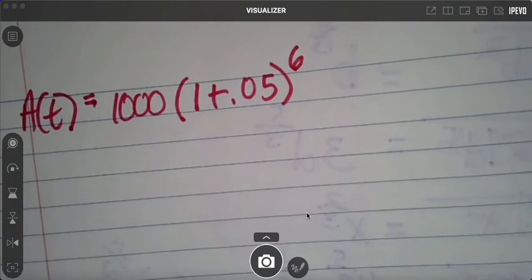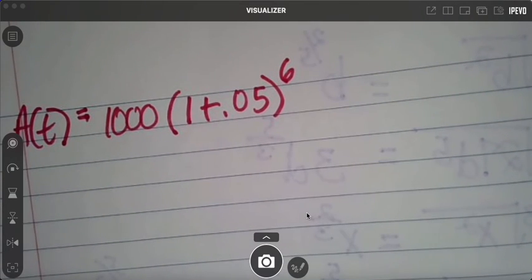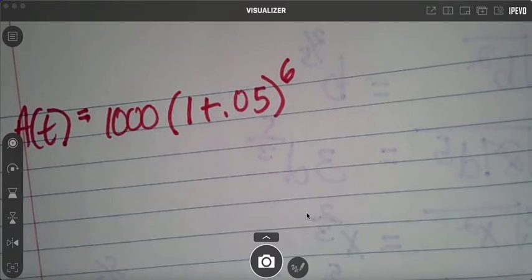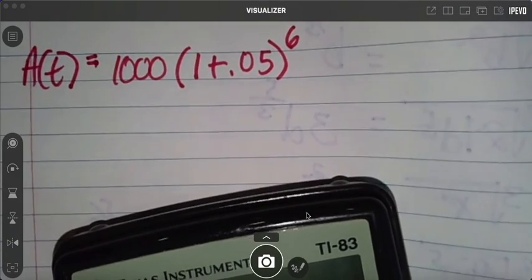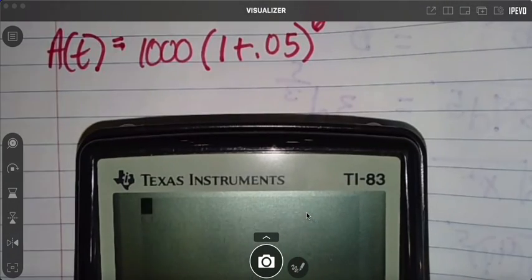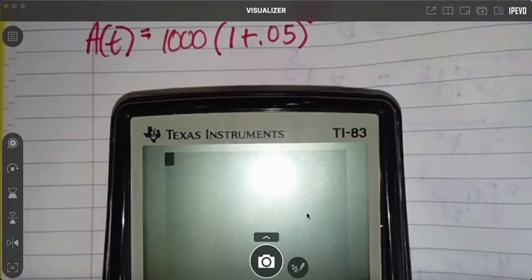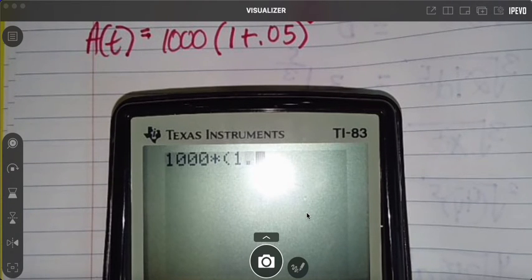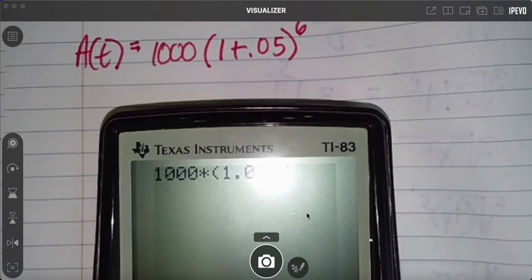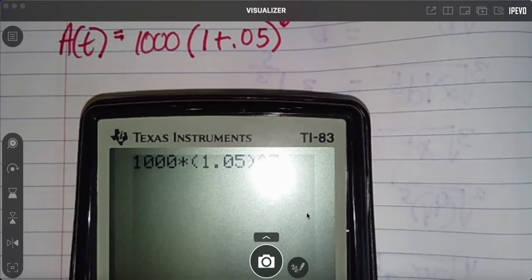So you could type all that into your calculator and it can give you the answer. Or you can take it step by step, but I'll show you on my calculator. So I would type in 1,000 times, then if they have parentheses, what do I need to put? Parentheses. 1 plus 0.05, right? And then to the 6th power. I got a big number.